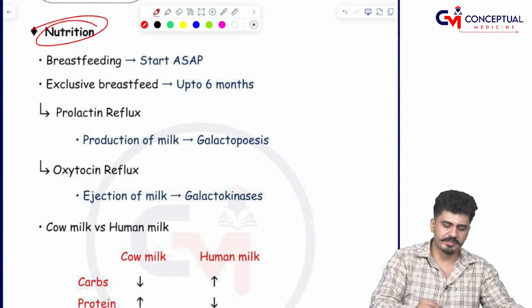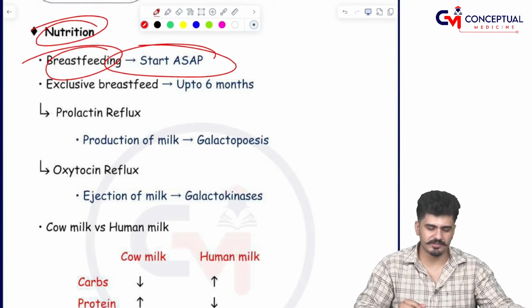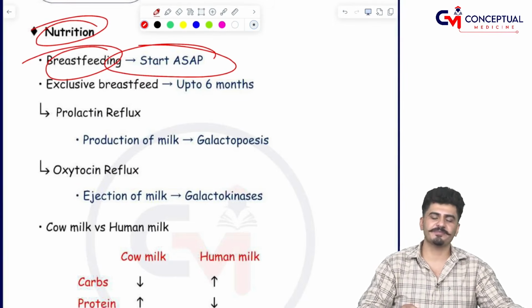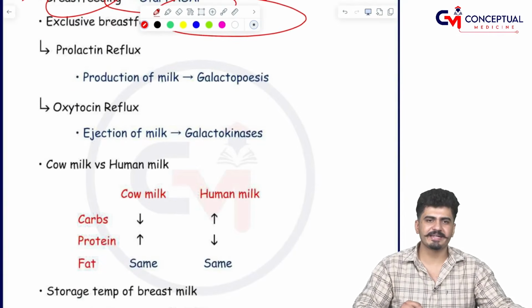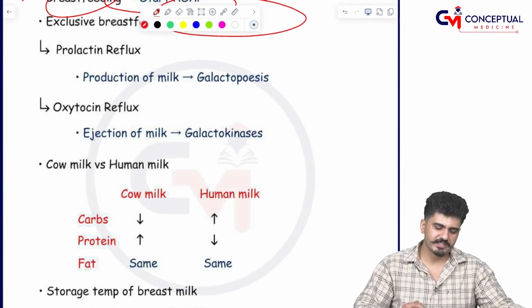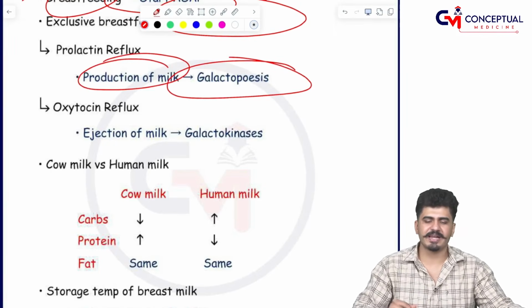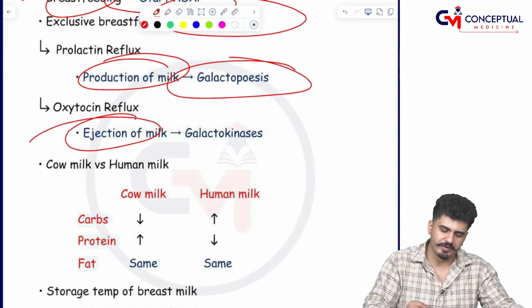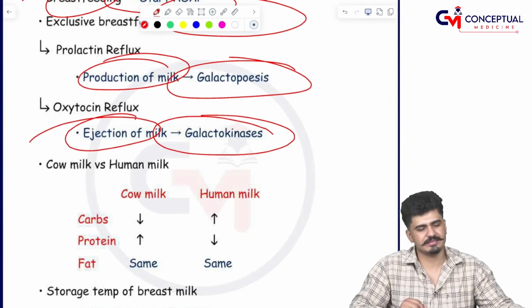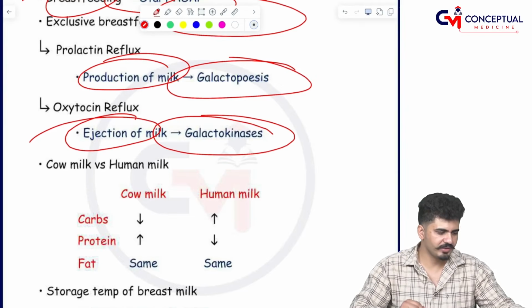Let's talk about the nutrition. Breastfeeding, when you should start as soon as possible. Exclusive breastfeeding should be absolutely for at least 6 months. Then coming to the prolactin reflex is production of the milk, that is called as milk production, and oxytocin reflex is ejection of milk by galactokinesis. These two are very important.